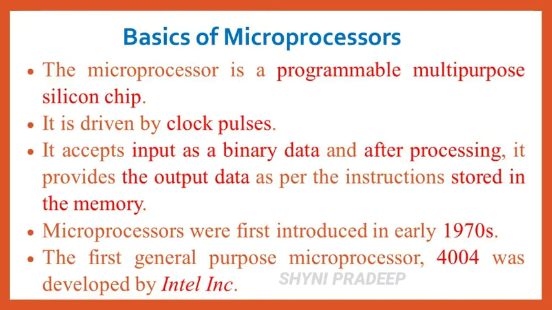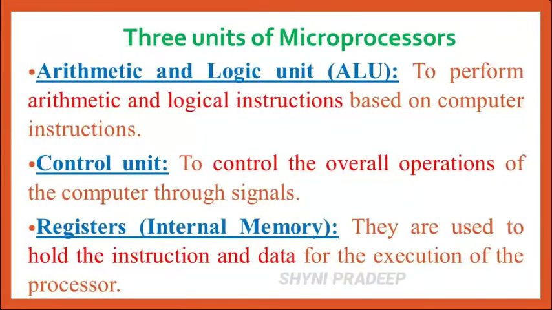This microprocessor is made up of three main units. What are they? ALU, arithmetic and logic unit, control unit, and registers. Register is nothing but internal memory. So the microprocessor is divided into three parts: ALU, control unit, registers. Let us discuss them one by one.